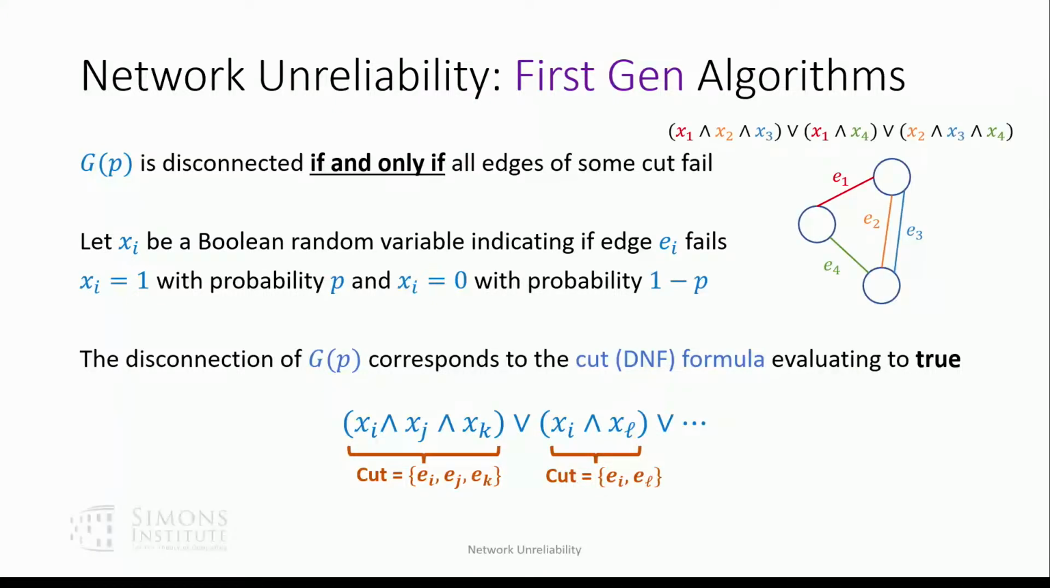So here's an example. I have like 4 edges here. Let's look at just one cut, the cut that contains the edges E1, E2, and E3. That's a cut in the graph. So I've written this term x1 and x2 and x3. If all of those variables are 1, then this cut will fail. Okay, and you write this for every cut in the graph.